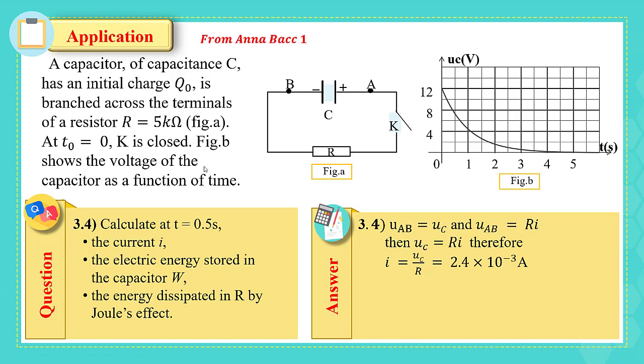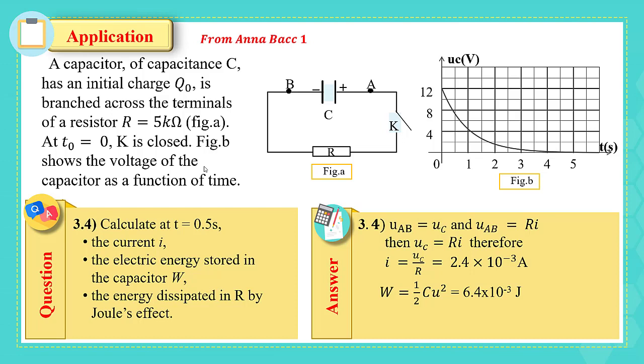UAB is equal to UC, because according to the law of parallel connections, the voltage is equal. Then UAB, which is the voltage of the capacitor, is equal to UC, and UAB is equal to R times I. Then UC is equal to R times I. Therefore, I is equal to UC divided by R, which is equal to 2.4 times 10 to the power minus 3 amperes.